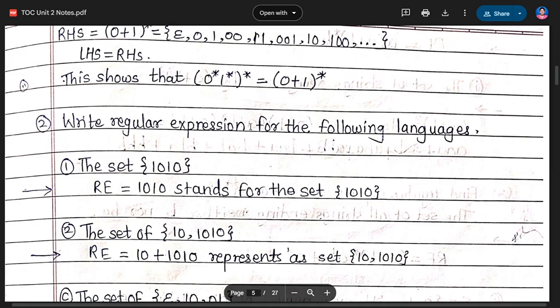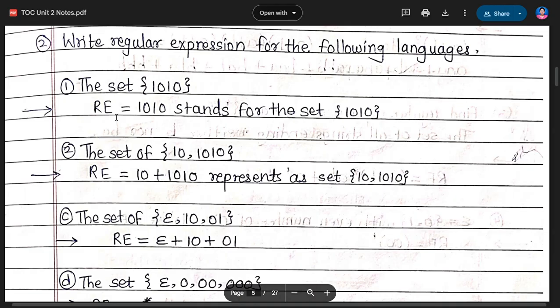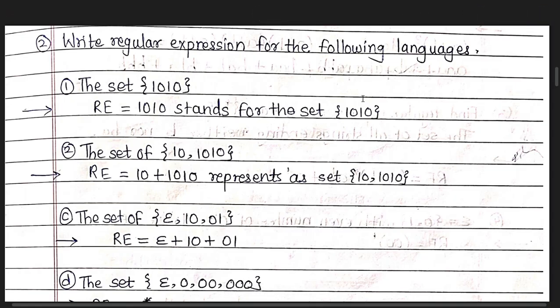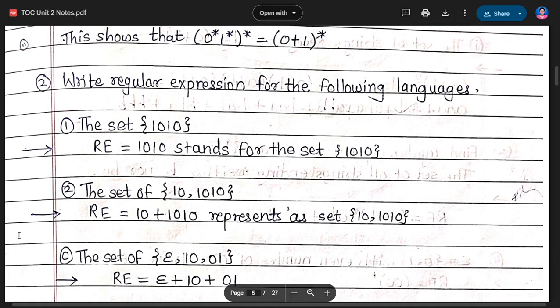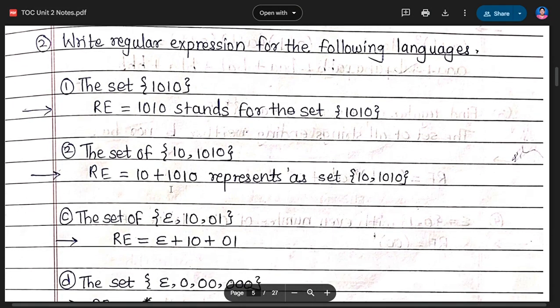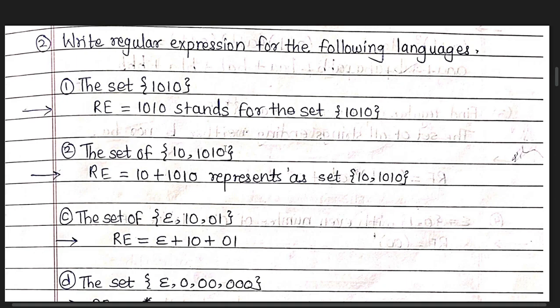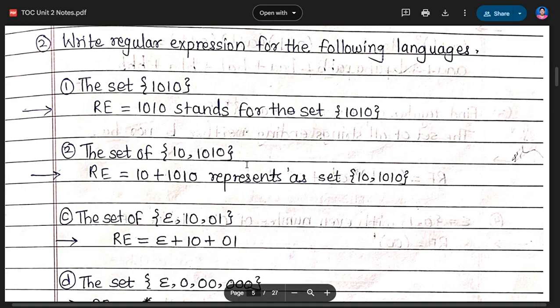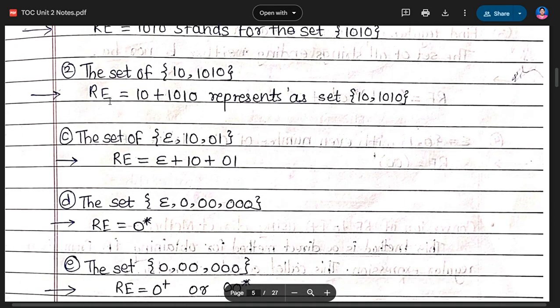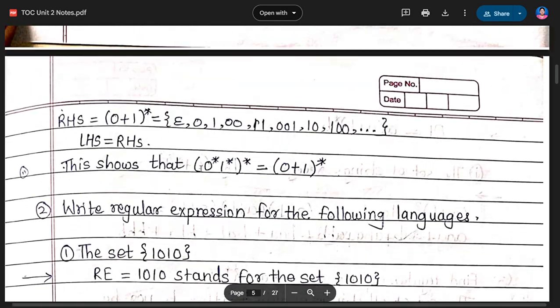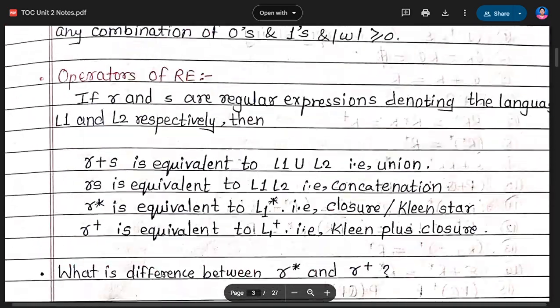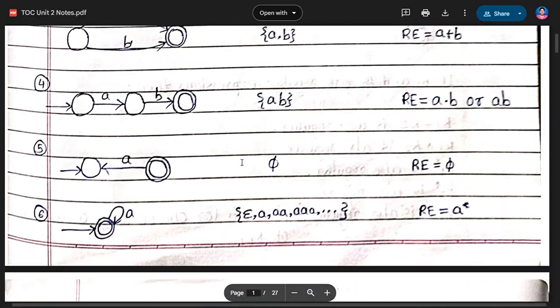Now this is an example. Write a regular expression for the following languages, like the set of 1010. So a regular expression equal to 1010 stands for the set 1010. Now, the set of 10 comma 1010. How will we write this regular expression? We already saw this.